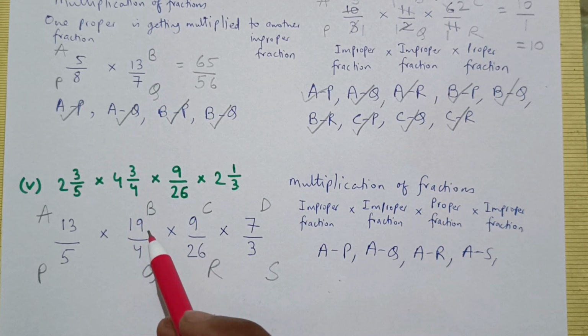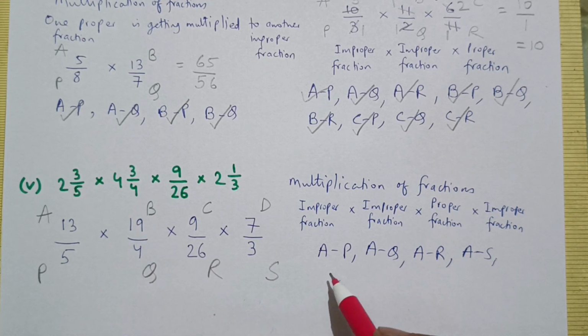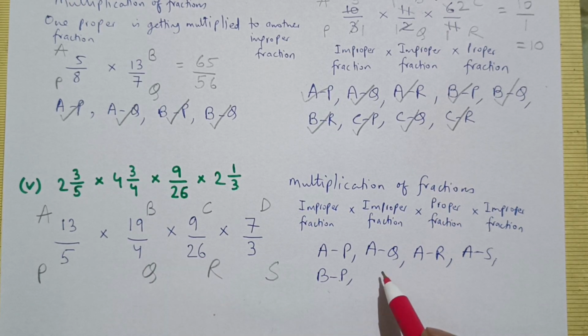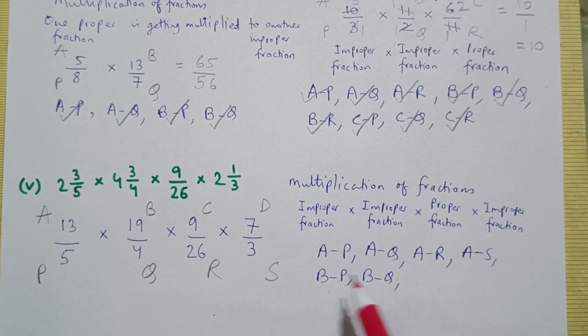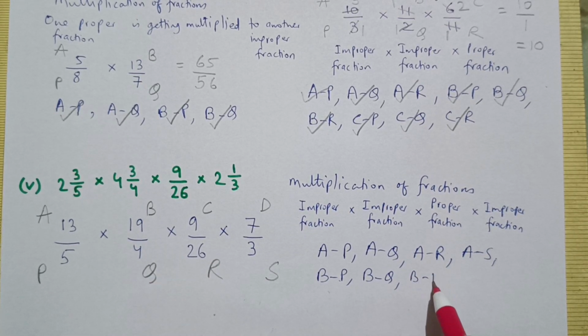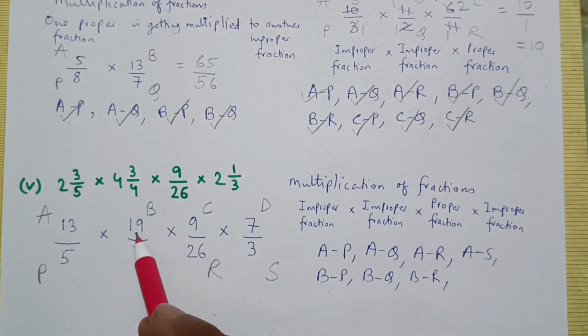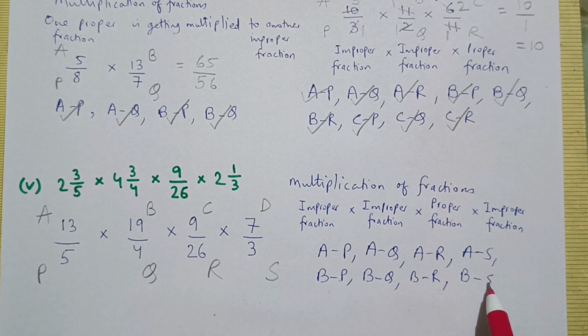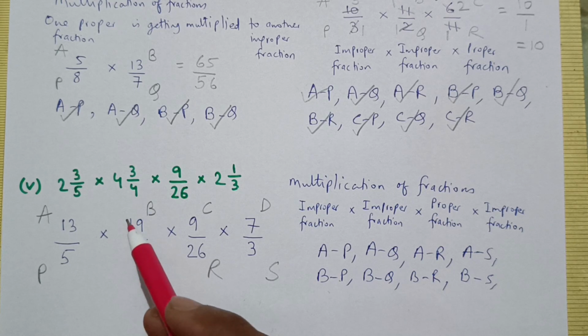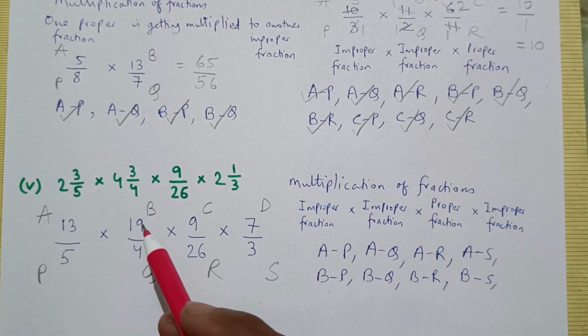Now let us take this numerator 19 and form numerator denominator pairs with this numerator 19. One is 19 by 5, so BP. Another is 19 by 4, so BQ. Another is 19 by 26, so BR. Another is 19 by 3, so BS. So these are the 4 numerator denominator pairs with this numerator 19.